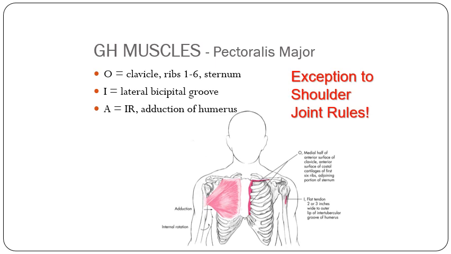So if you remember, the shoulder joint rule was it has to originate on the scapula or clavicle. Well, look at where it originates. It actually originates on the axial skeleton because it originates on the ribs and the sternum. So that contradicts the shoulder joint rule. This is one of your exceptions to the rules of the shoulder joint. So it is a shoulder joint muscle, but it does not follow the shoulder joint rules that we discussed earlier.